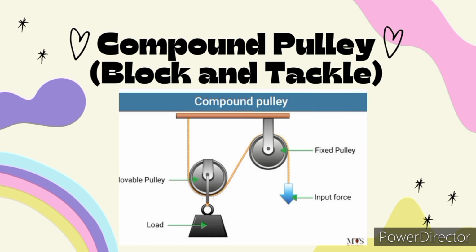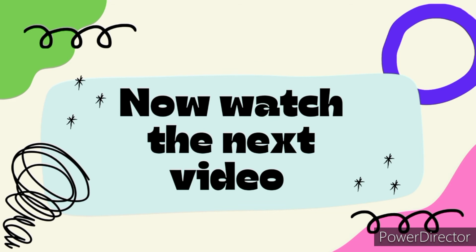Now, a compound pulley consists of at least one fixed pulley and one movable pulley. Another name of the compound pulley is the what? Block and tackle. Correct. Now, let's watch the next video for a better explanation of pulleys.